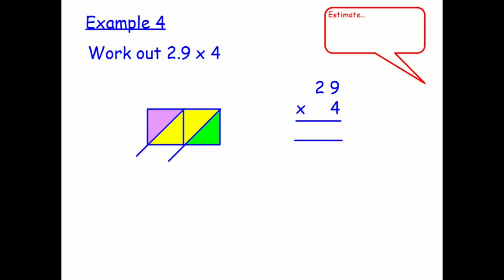Example number 4, 2.9 multiplied by 4. Let's do an estimate. Well, 2.9 is basically 3. 3 multiplied by 4 is 12. So I'm looking for an answer in the region of 12. Let's put the digits along here, 2 and 9 and 4. 9 fours are 36. 2 times 4 is 8.